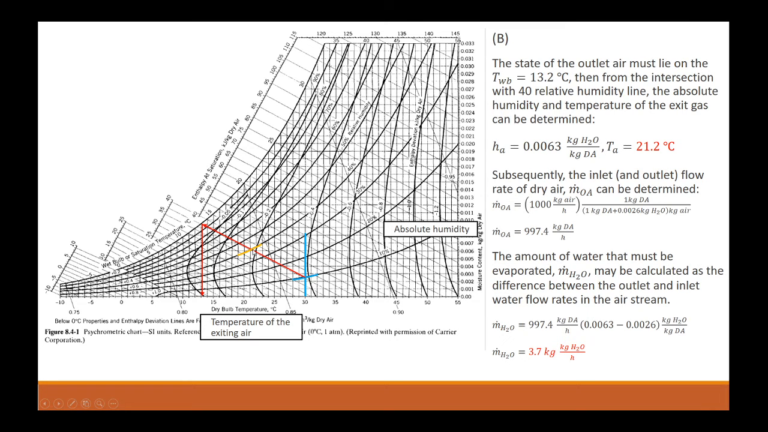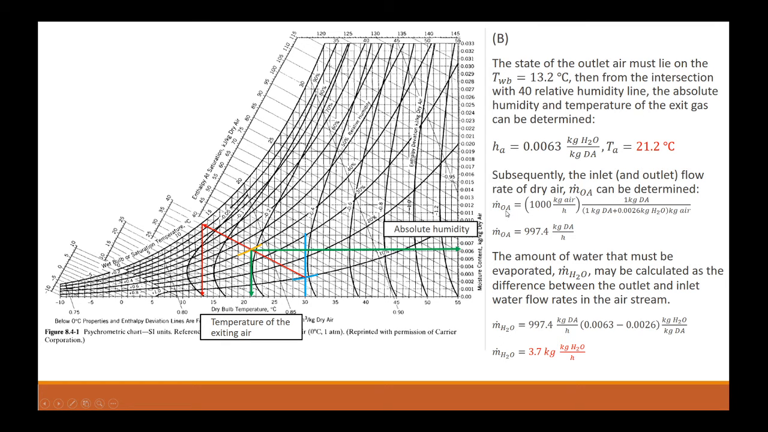Okay, so the absolute humidity, again draw a line over like that. So this is our absolute humidity, which is about 0.0063, and the temperature of the exiting air is about 21.2 degrees Celsius. Now subsequently, the inlet and the outlet flow rate of dry air can be determined as so.